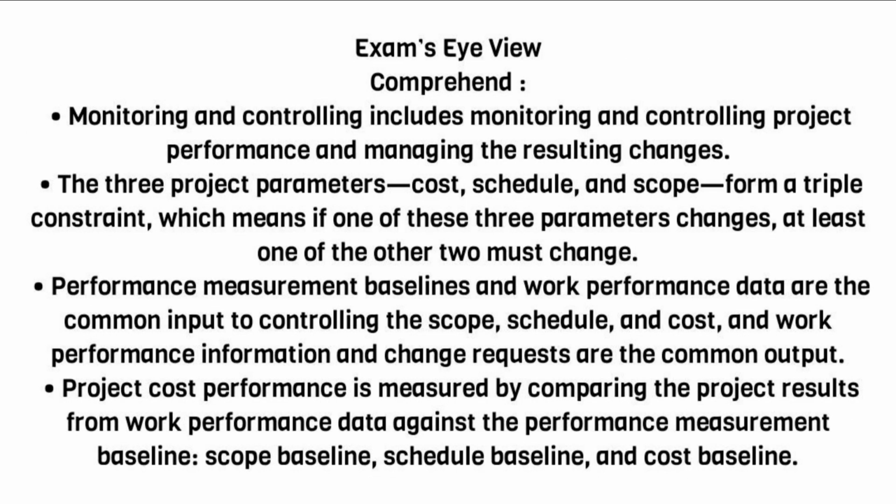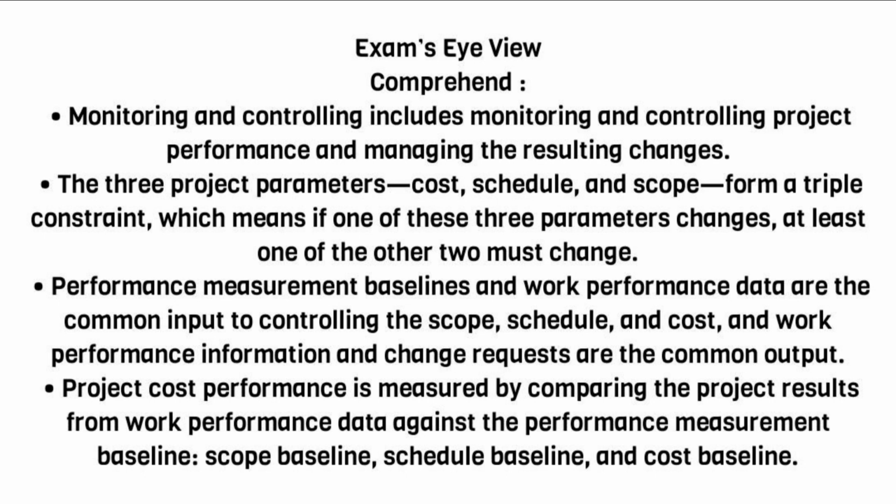Exam eye view. Comprehend. Monitoring and controlling includes monitoring and controlling project performance and managing the resulting changes. The 3 project parameters, cost, schedule, and scope, form a triple constraint, which means if one of these 3 parameters changes, at least one of the other 2 must change. Performance measurement baselines and work performance data are the common input to controlling the scope, schedule, and cost, and work performance information and change requests are the common output.